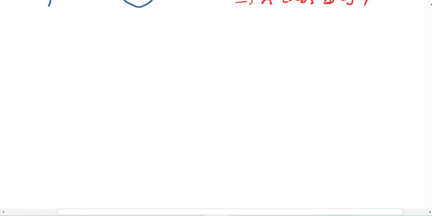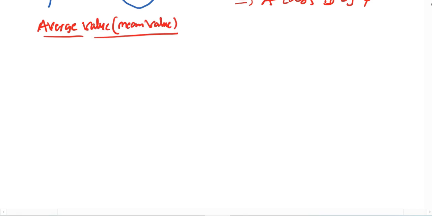So the next concept we will go to is called average value, or you can say it is the mean value. You take the statement now. What is average value?